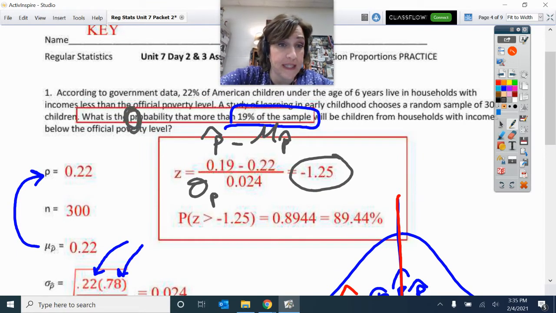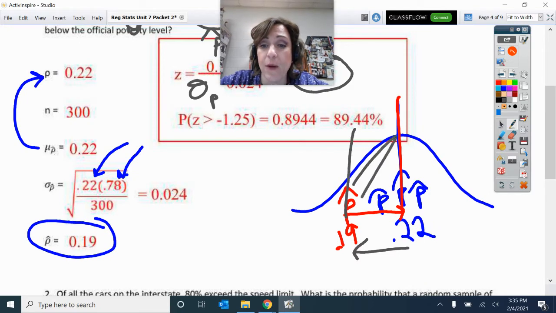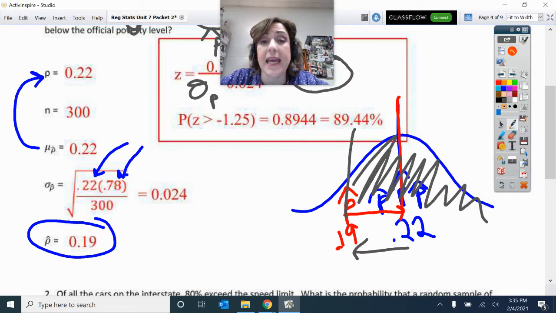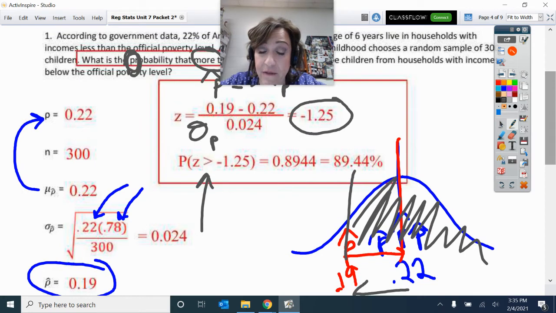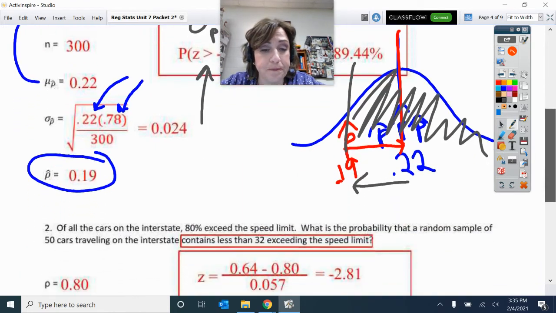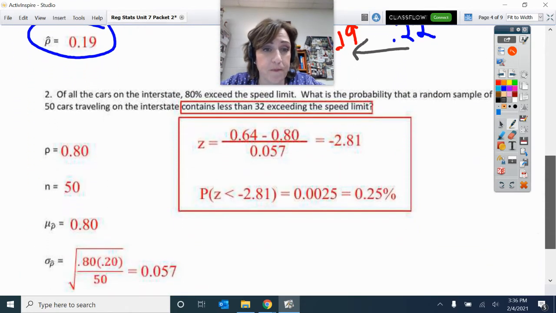Now, this question asked, what is the probability? So that's a probability, we're doing P of. We're norm CDFing this, where we want to go more than. So therefore, I know I want this area here. The z's are greater than negative 1.25, and that's how we get our norm CDF from negative 1.25 to positive 99, and then there's our answer. Okay, so here's this one.